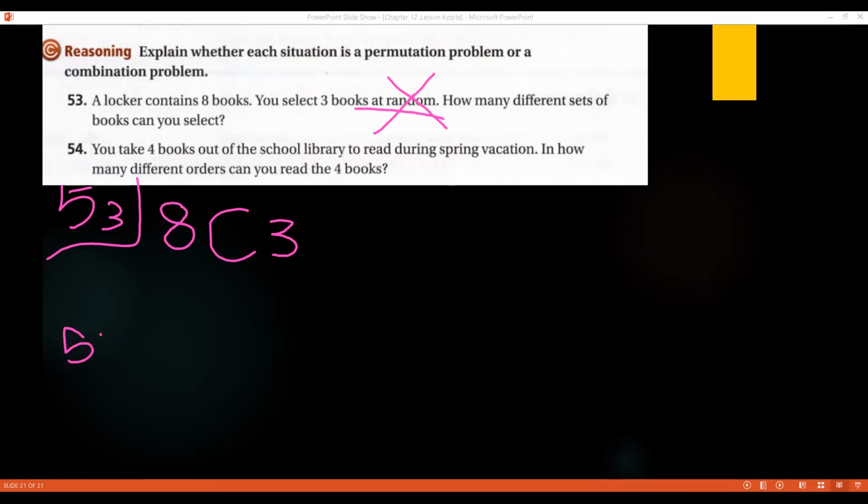Now, number 54. You take 4 books out of the school library to read during spring vacation. In how many different orders can you read the 4 books? What do you have to use? Permutation, because they say different orders. They tell me about orders, not random or without order. So that means it is permutation.